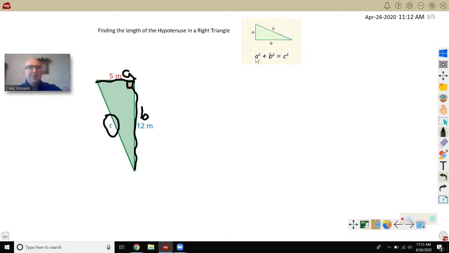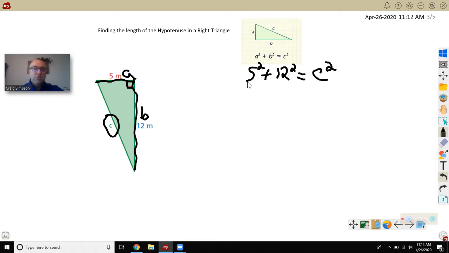So we're going to use the Pythagorean theorem, A squared. Well, A squared, we're going to use A is 5. So for A, we have 5 squared. Then in the Pythagorean theorem, we have B squared. Well, 12 is our leg B. So B squared would be plus 12 squared equals that hypotenuse of C squared.